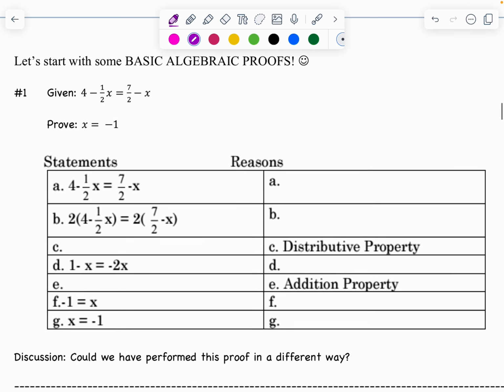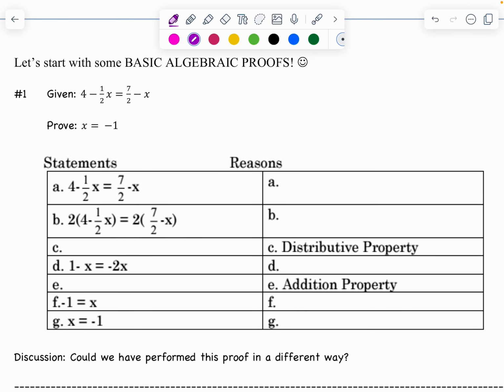All right, so this is a very basic algebraic proof, right? But you can kind of see all the workings of it. So here's my given. I'm just going to highlight it actually. Here's my given statement, 4 minus half x equals 7 halves minus x. And they want me to prove x equals -1. Well, this is just solving an algebra equation, right? This is nothing. You do this every single day in math, right? So all we're doing is solving the algebra equation, and we know we're done when we get x equals -1.